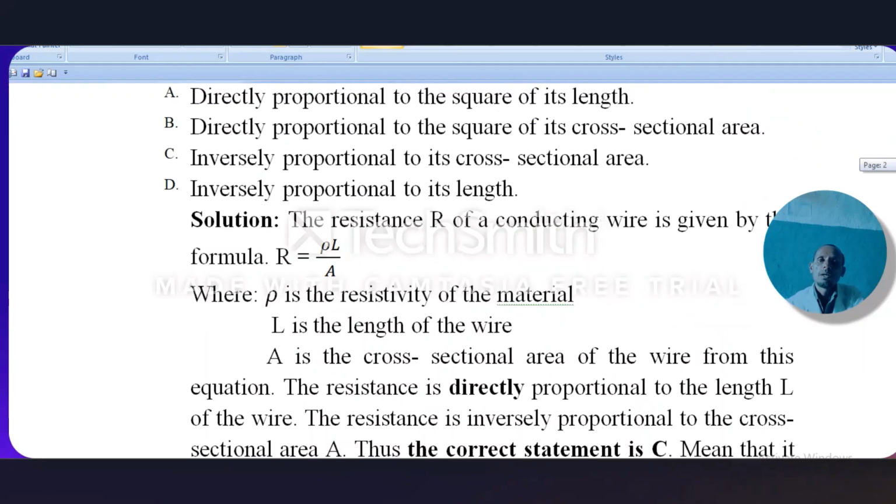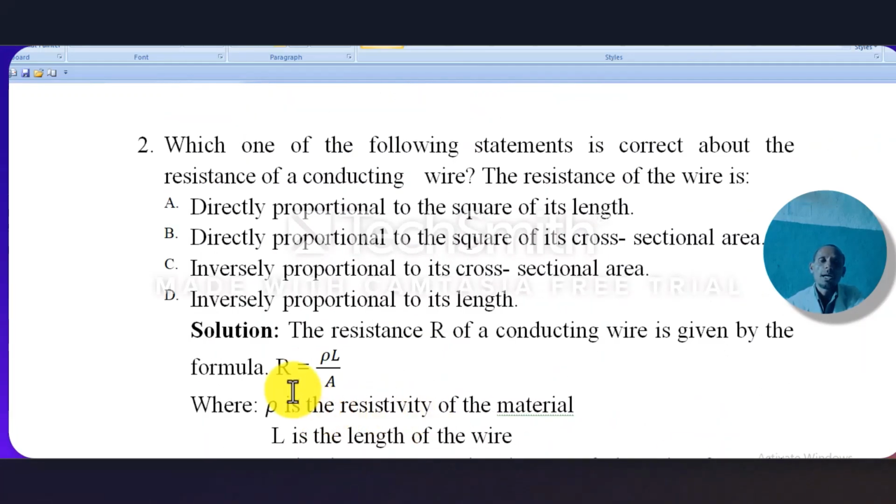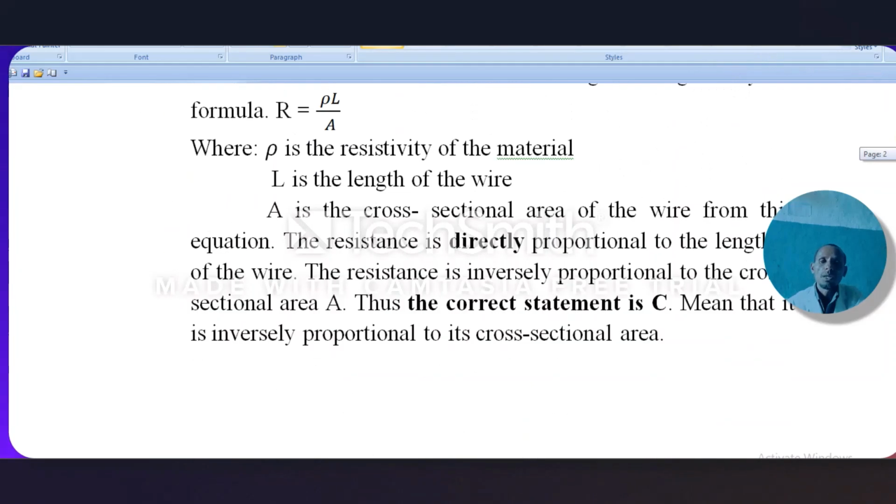From the given formula, R, the resistance of the conductor, is equal to rho times L over A. So the correct answer for this one is C. C is that it is inversely proportional to the cross-sectional area. This means A is inversely proportional with R.